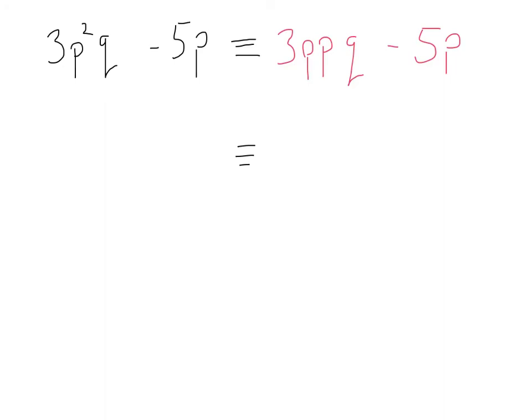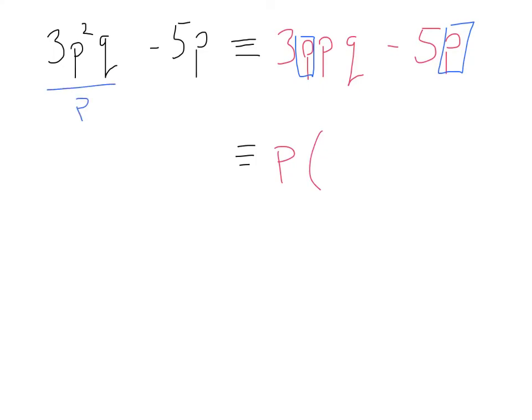Okay, let's look at the p's. I've got a p in the first term and a p in the second term. There's another p here, but I've run out of p's on this side. And then if I look at the q's, I have a q in the first term, but none in the second term. So the only thing that's common to both terms is 1p.